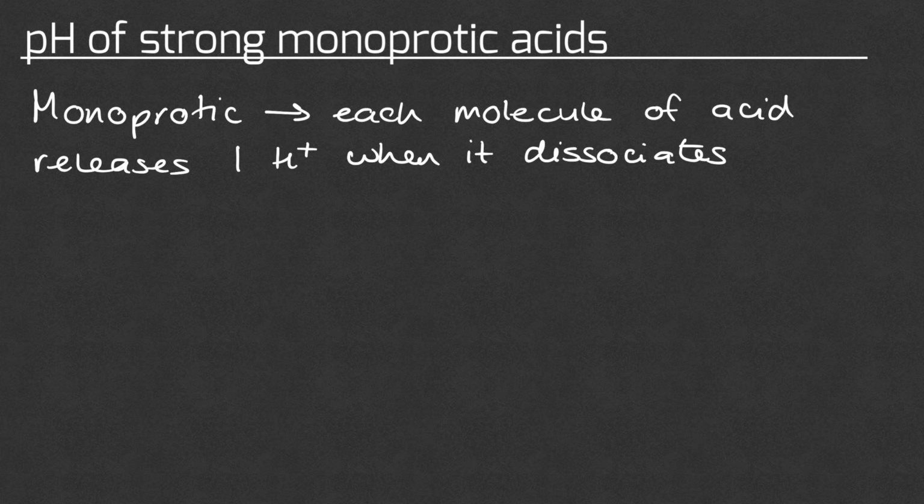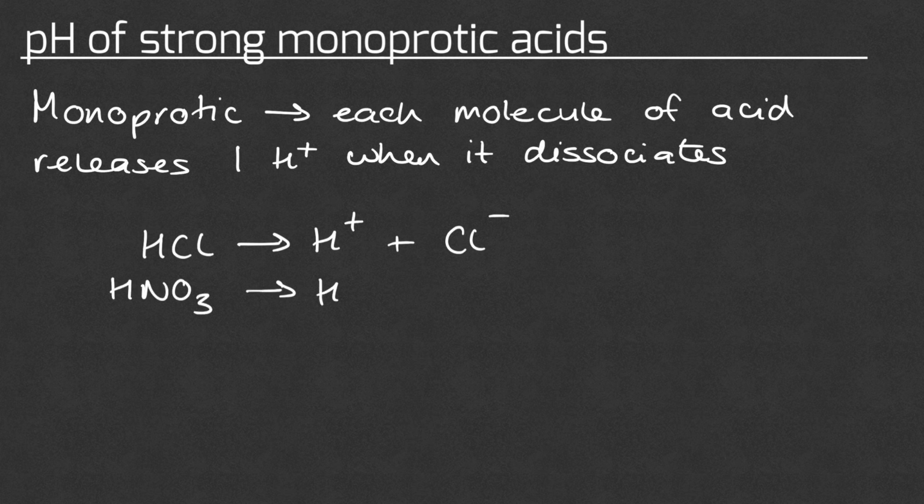Monoprotic means that each molecule of acid will release one hydrogen ion when it dissociates. So an example of this is hydrochloric acid, HCl, because it has one hydrogen ion in the acid molecule. If you want to double check, you can write out the dissociation equation and see there is one H plus there. Nitric acid is another example of a monoprotic acid. It's also a strong acid.